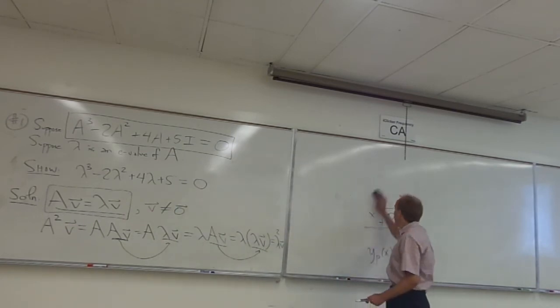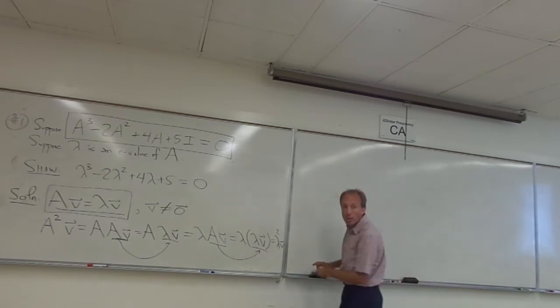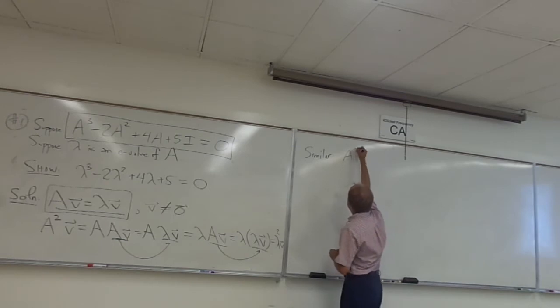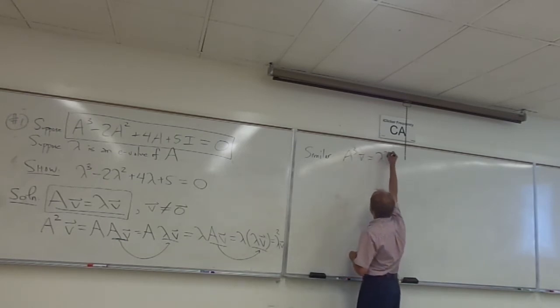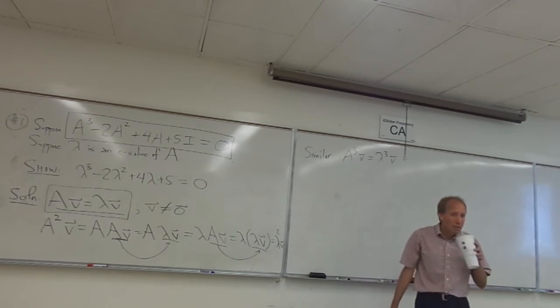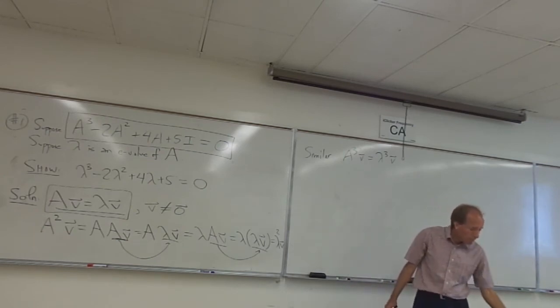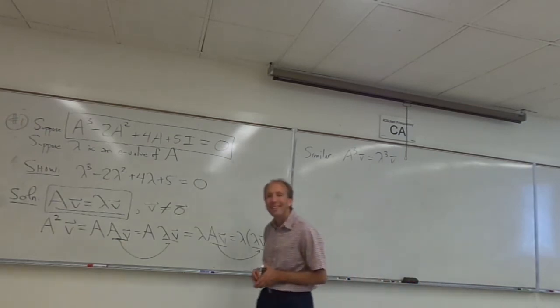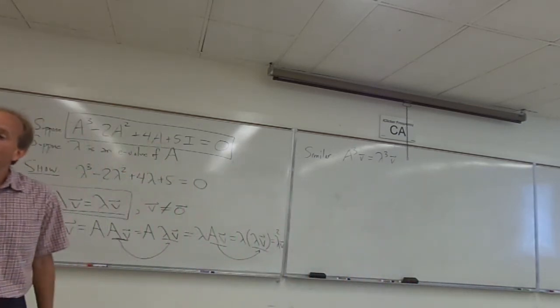So what else might we be interested in calculating here? A to the third, the same way we did A squared. Right. So I'm just going to let you guys check it. Similarly, A cubed v is equal to lambda cubed v. Okay? Is it making sense? Yeah.